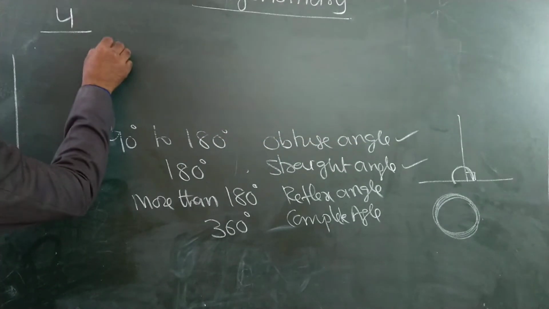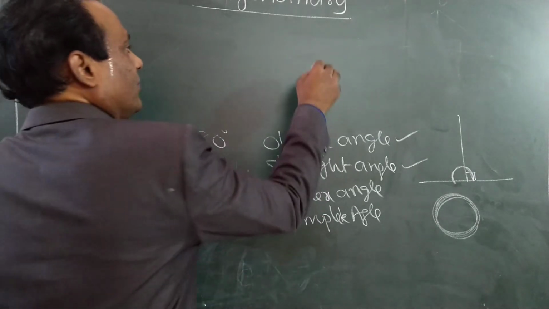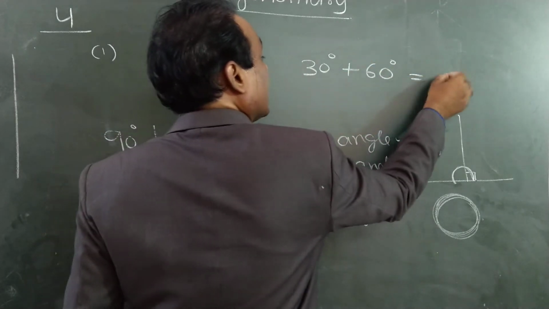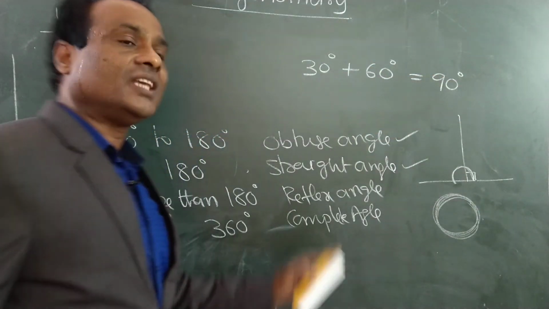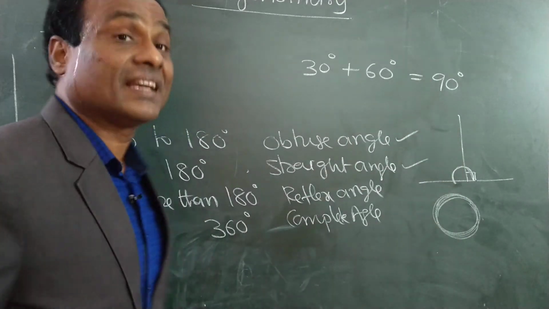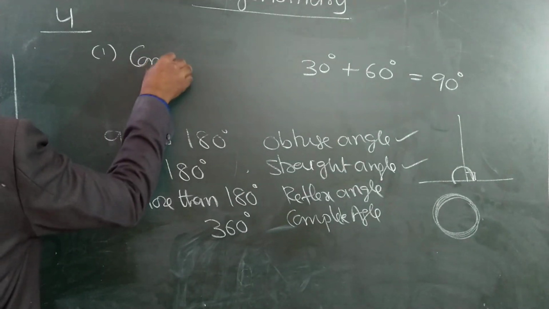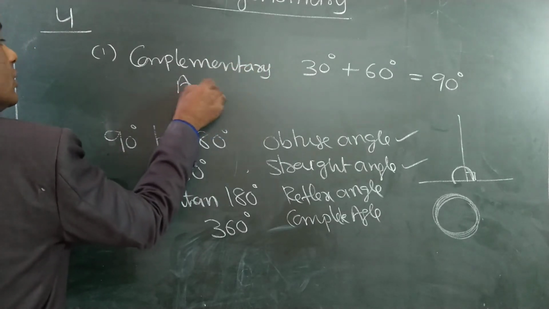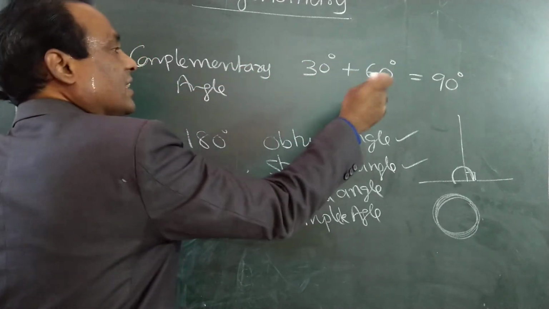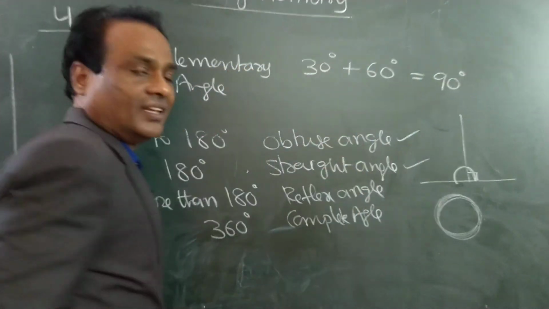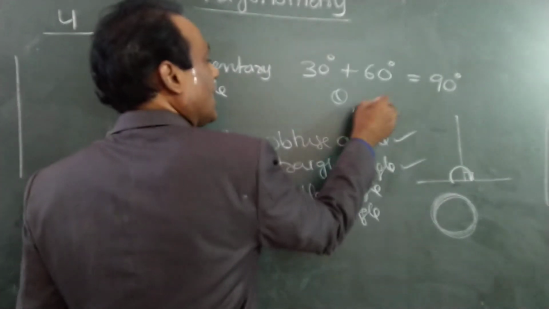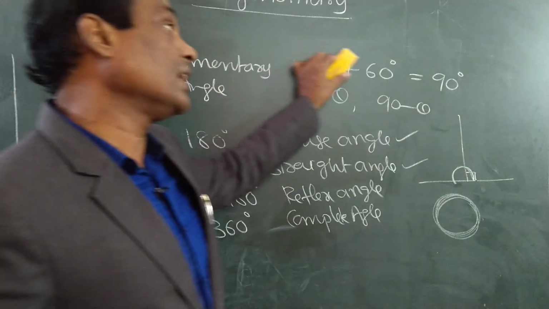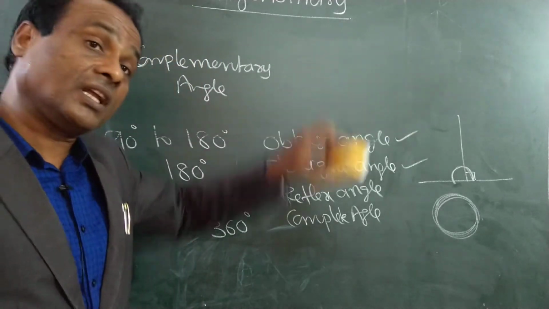Now, suppose we have 30 degrees and 60 degrees. If you add two angles and if the sum of two angles is 90 degrees, then they are called complementary angles. Complementary means sum is 90 degrees. Suppose if one angle is 30, other will be 90 minus 30, that is 60. Like that, if one angle is theta, other will be 90 minus theta, so that the sum of the two angles should be 90 degrees. This is also a very important concept in our chapter.